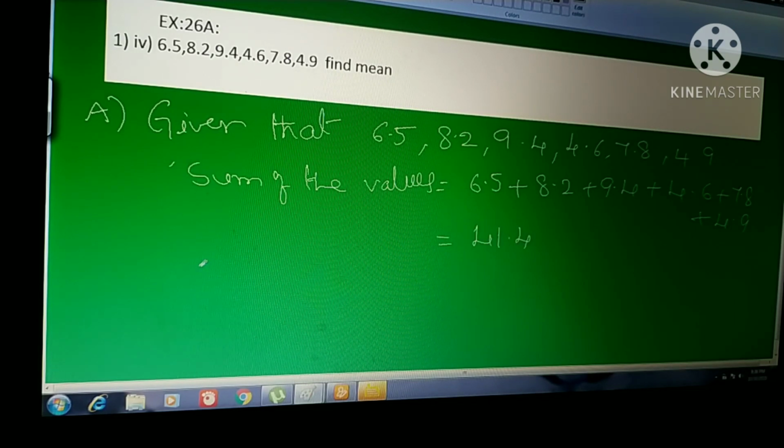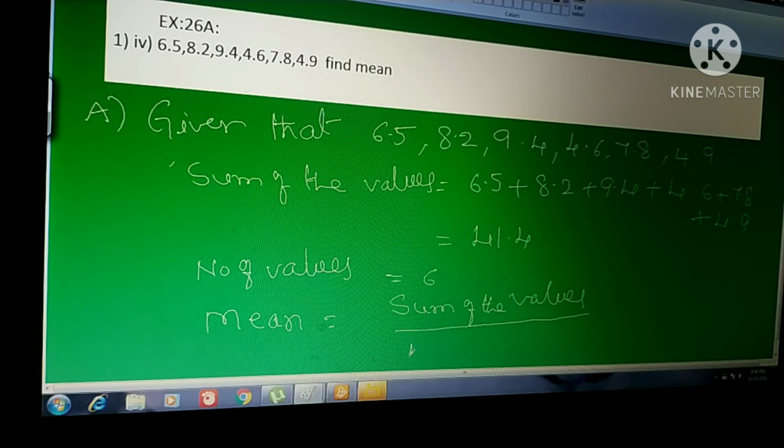Now how many values they have given here? Write down the number of values. Number of values is 6. So finally what we have to find here? Mean. Mean is equal to sum of the observations divided by number of observations. Here sum of the values divided by number of values. How much here? 41.4 divided by 6. How much do you get here? 6.9. Okay, 6.9. Understood this one?